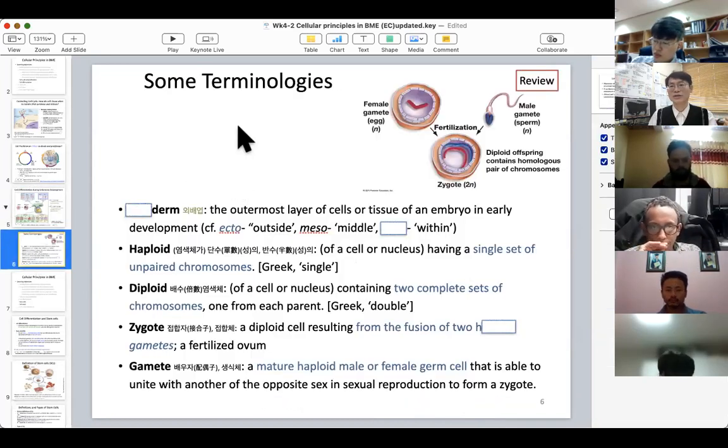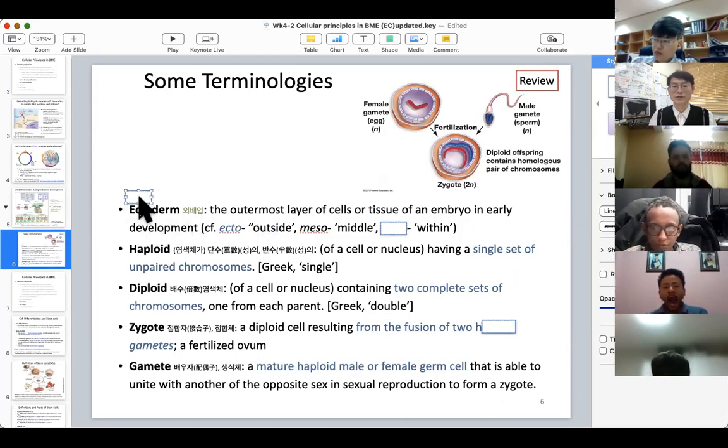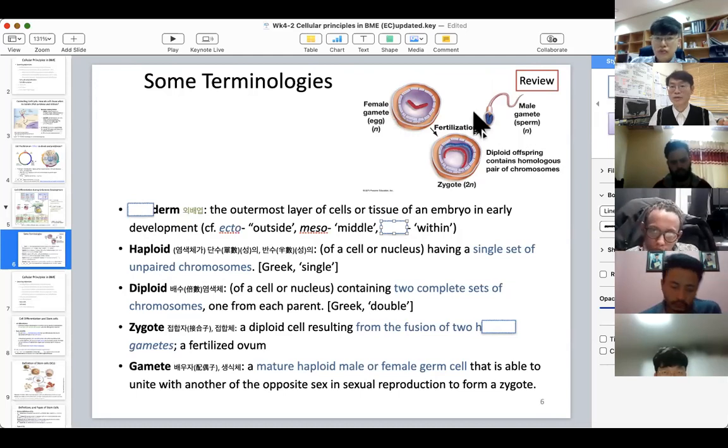And this terminology review, I'm gonna skip because I already talked a lot about this. So what I want to tell is that this outer layer was the ectoderm, because ecto means outside, and meso and endoderm, that's within. And haploid, diploid: a zygote, as you see, the male gamete, the sperm, and the female gamete each have n number of chromosomes. When they fertilize, that forms the zygote, which is 2n, and this now will become differentiating.